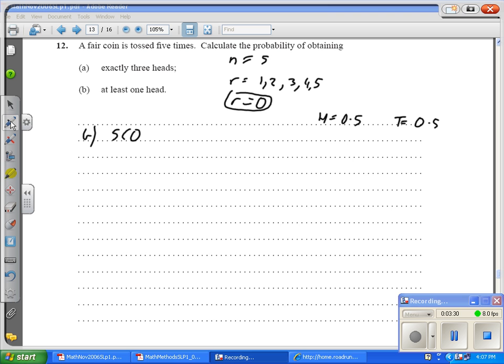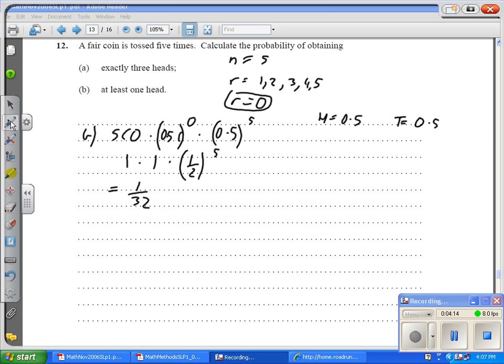And so over here, at least one head. So tails should be 0 in that case. So we have 5, 0.5 to the power of 0. And so tails is 0.5 to the power of 5. And so we get 5C0, it should be 1, this is known. And 0.5 is 1 times 5 to the power. This should give you an answer of 1 over 32. So that is the probability of getting 0.